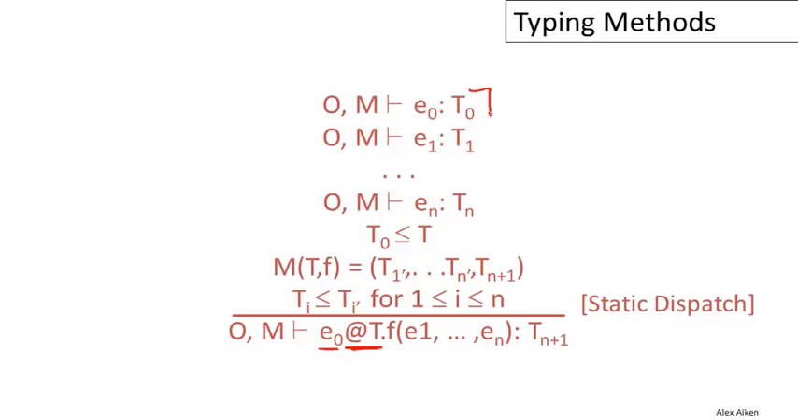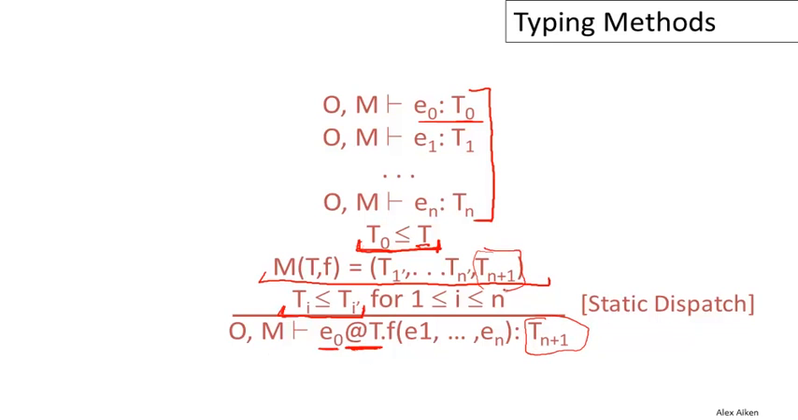Well, once again, we type E0 and all of the arguments. And now we require that whatever the type we discovered for E0, it has to be a subtype of T. So T has to be an ancestor type in the class hierarchy of the type of E0. And moreover, that class T had better have a method called f that has the right number of arguments with the right kind of type, such that all the type constraints work out, that the actual argument types are subtypes of the corresponding formal argument types. And if all of that is true, we'll be able to conclude that the entire dispatch expression has type Tn+1, which is the return type of the method.